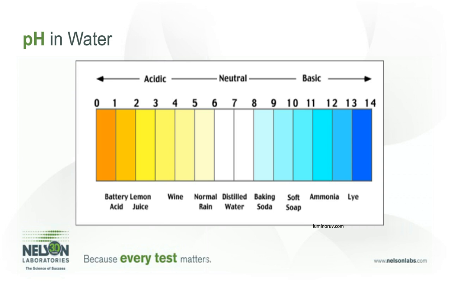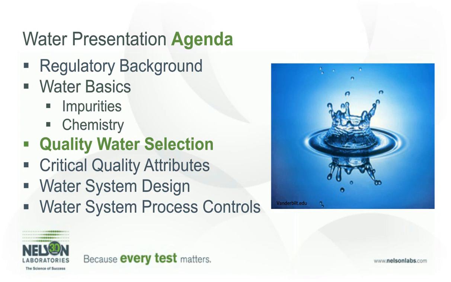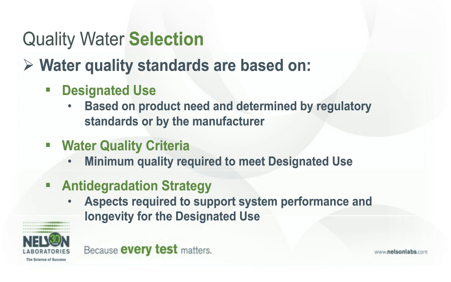In the next section, we will discuss selection of water grades or water quality, which is the basis for system design. Water quality standards are developed as a three-part system for protecting the product quality and maintaining system integrity. This three-part approach to proper selection of water quality includes defining the designated use by identifying what the water will be used for and what impurities should be removed. Next, the firm should identify water quality criteria to be measured, such as microbial, TOC, or conductivity levels, and determining acceptable levels required to meet the designated or intended use of the water.